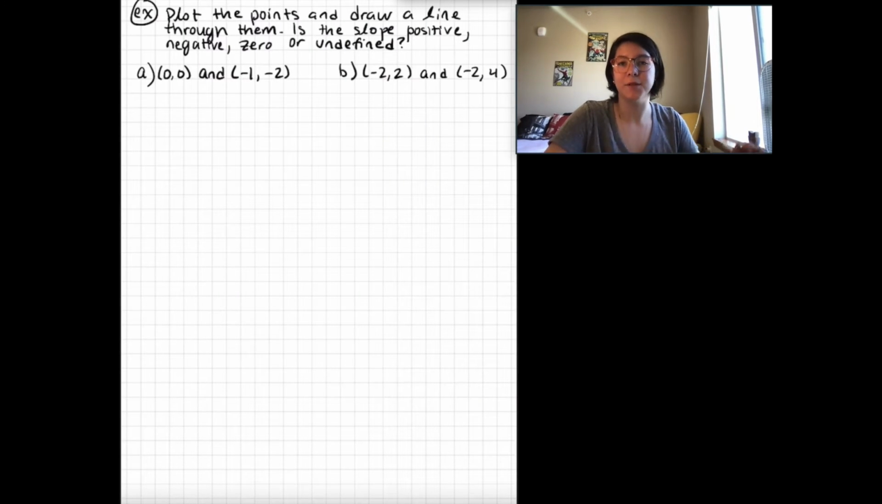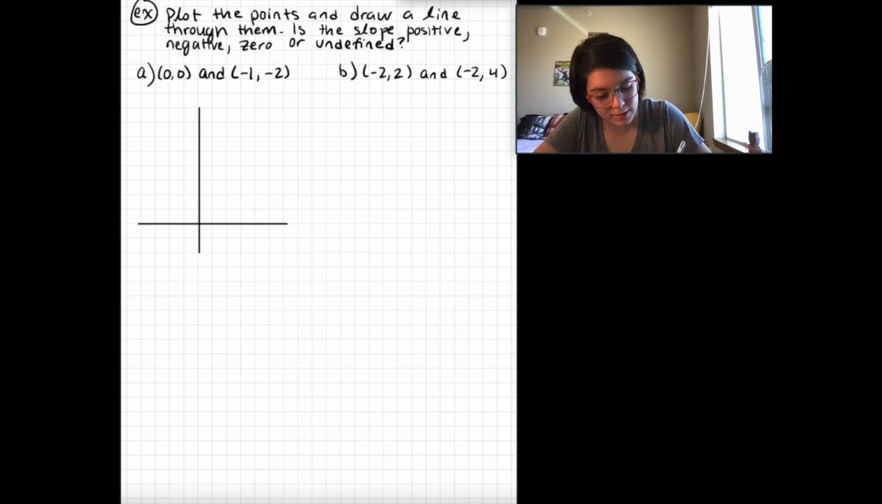So let's look at an example. We're asked to plot the points and draw a line through them, and then identify what kind of slope we have. So we have the point 0, 0. So that means we start at the origin and we don't move up or down, or left or right. We're just right at the origin. For the point negative 1, 2, start at the origin, we go left 1, and we go down 1, 2. And then we can draw a line through those.